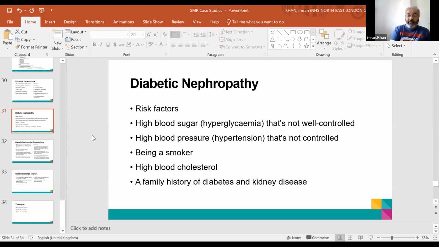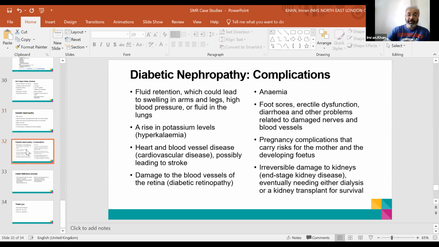Because up to now, the diabetes doesn't hurt them. It doesn't cause any problems for them. What is that Imran going on about? I feel fine. But actually, they're not fine because they've got retinopathy, because they've got beginnings of proteinuria. And it's important that we convey that.